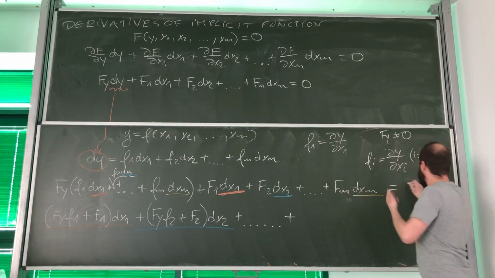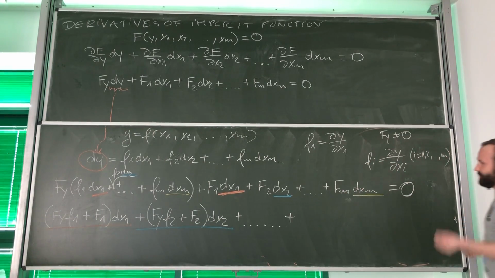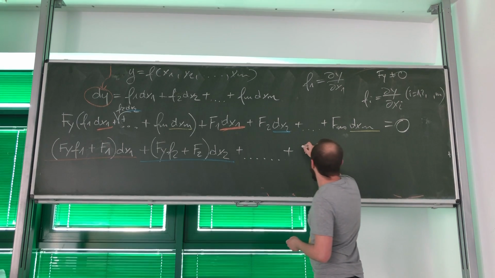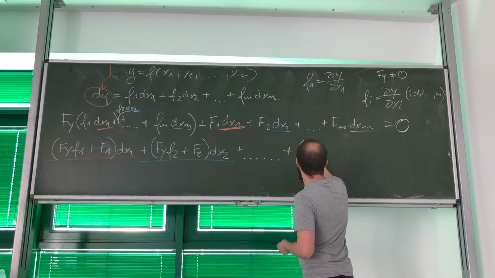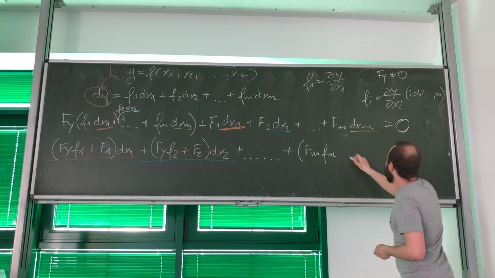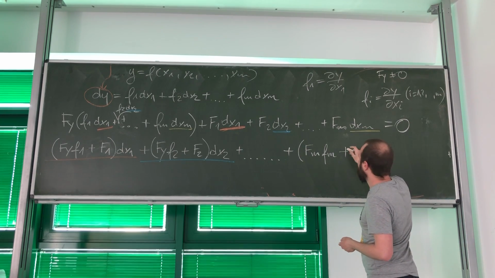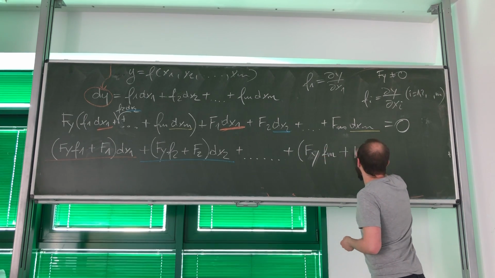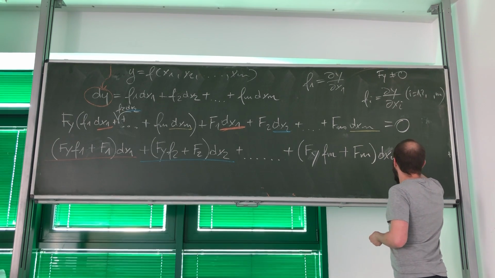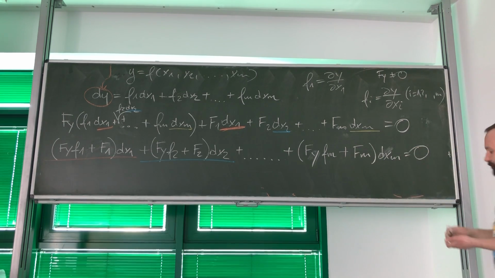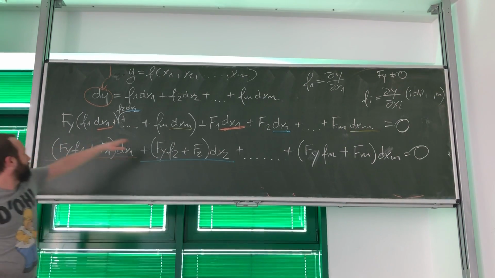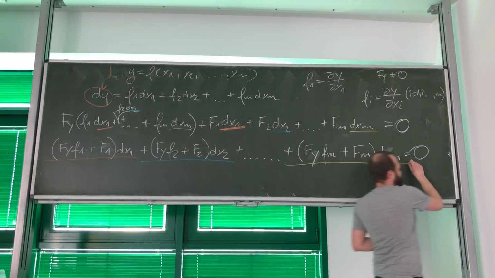Everything checks out. Oh, sorry, I forgot 0 over here, but I hope this is all pretty obvious. And now, finally, we've got fm plus fy, fm plus fm times dxm equals 0, which solves our problem with the last expression.